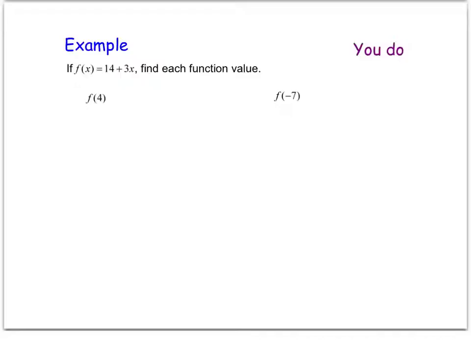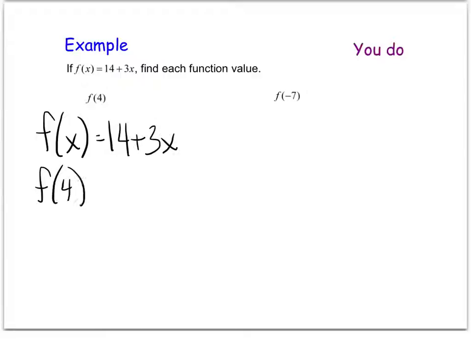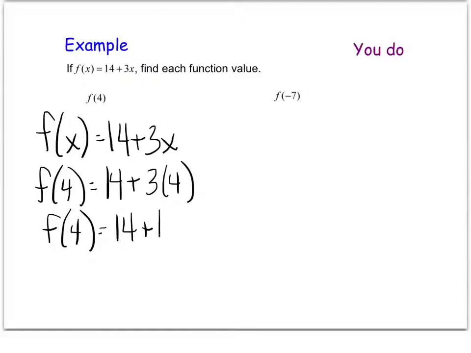Okay, so I'm going to try and find f of 4 for f of x equals 14 plus 3x. So I'm going to replace this x with a 4 and say 14 plus 3 times 4. And this is f of 4 equals 14 plus 12. And f of 4 is 26.